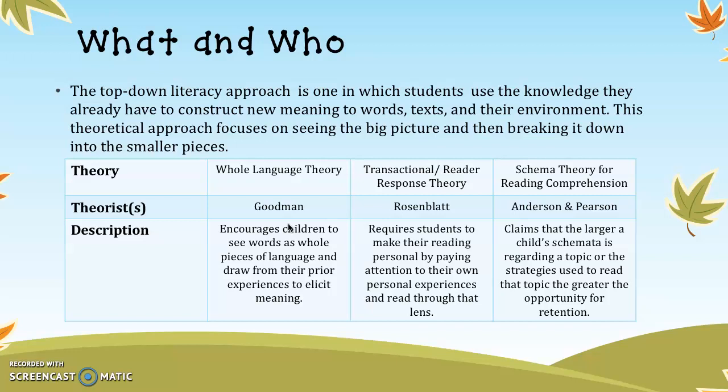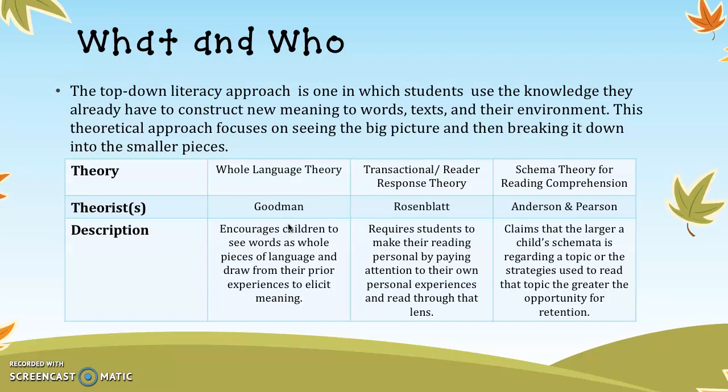The theorists and theories related to this top-down approach would be Goodman's whole language theory, which encourages children to see words as whole pieces of language and then draw from their prior experiences to put meaning to those words. Rosenblatt's transactional reader response theory requires students to make their reading personal by paying attention to their own personal experiences and reading through that lens.